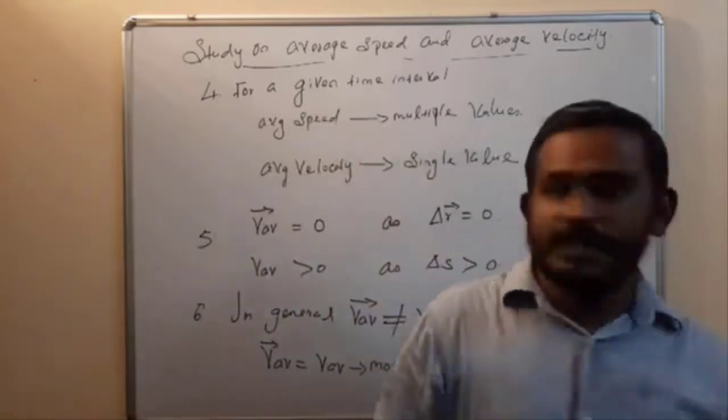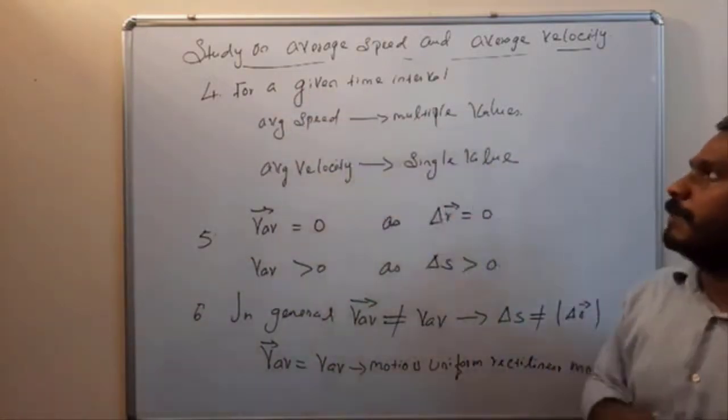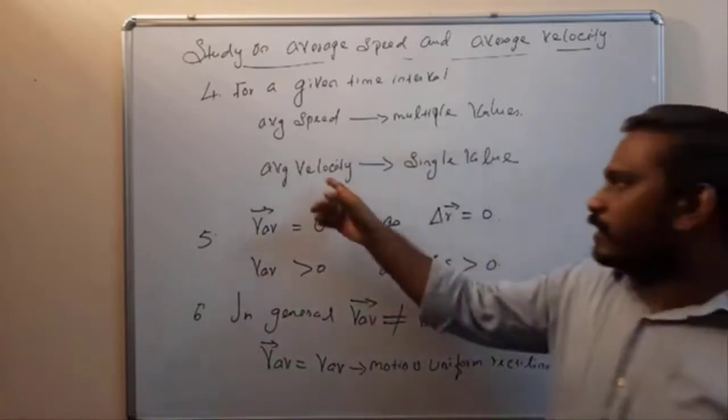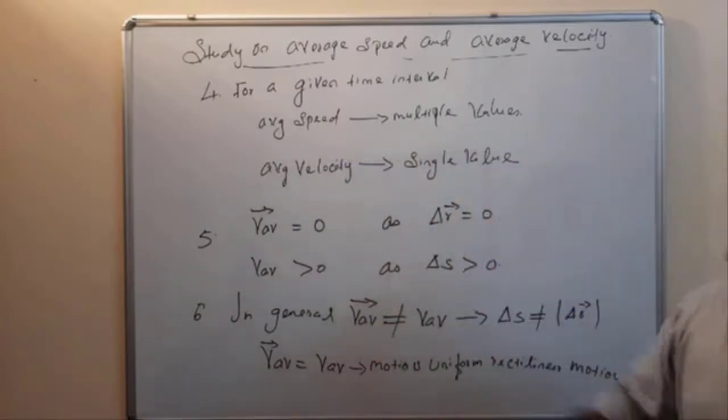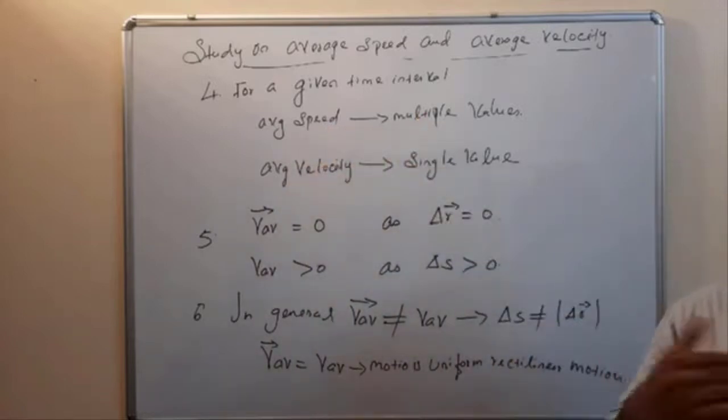So once again I will repeat, that is for a given time interval, average speed has multiple values. Average velocity has single value, because average speed means distance by time. So distance means the path length.